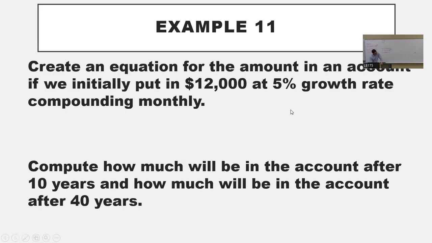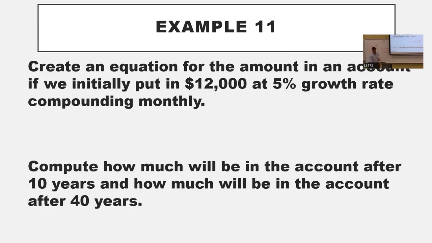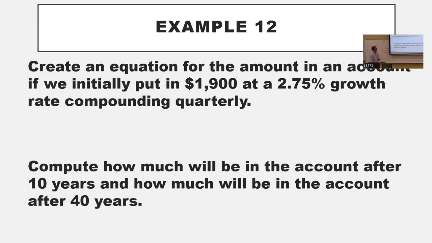So, there he is. Once again, we're using this formula, compounding m times per year. When t is a variable, that becomes an exponential function, where my output is A and my input is t, if I'm given all the others. We just did example 11. I want you to try example 12 on your own.